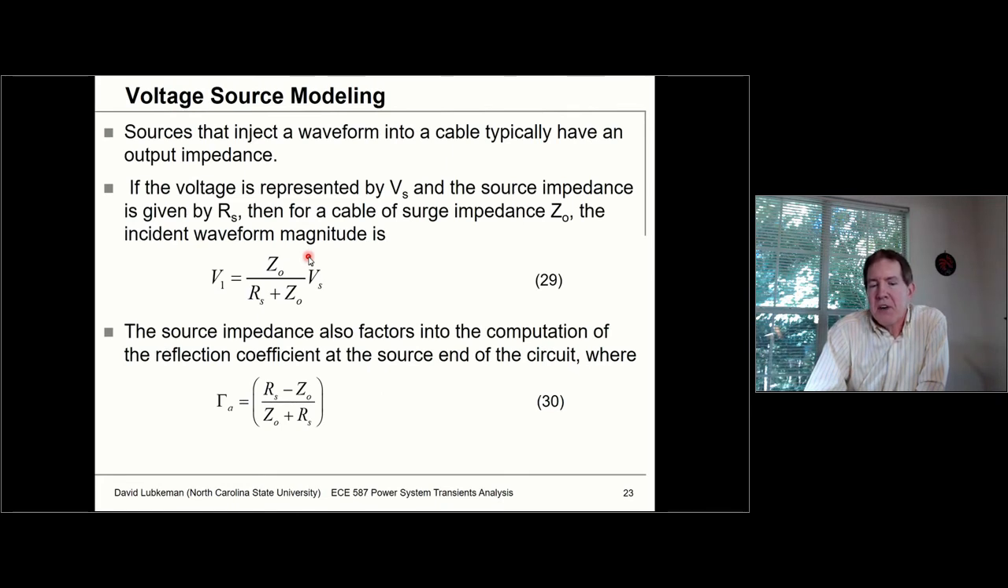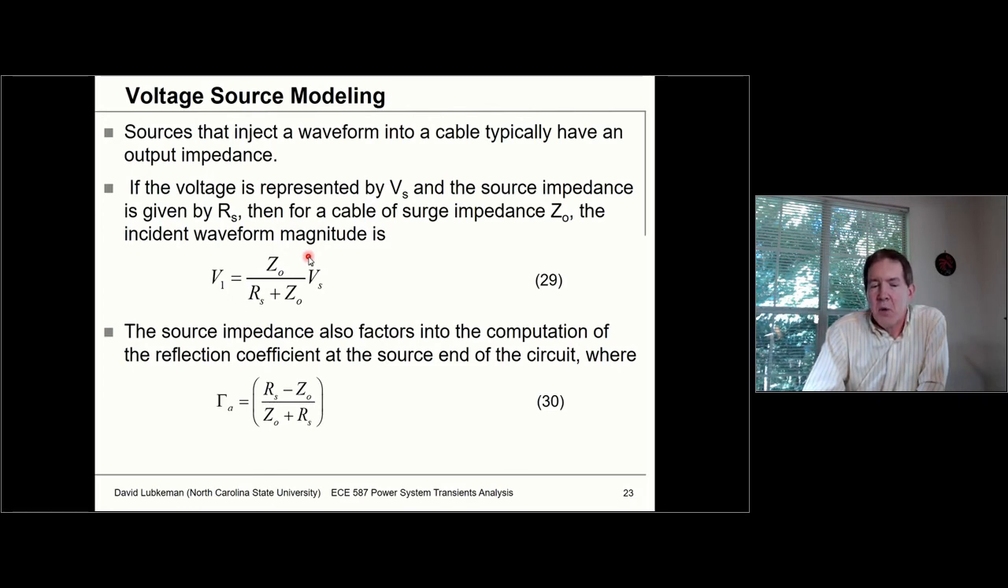Well, the way we model that, we just use a Thevenin equivalent. Let's suppose the source had a Thevenin equivalent impedance given by Rs. Then what we have as far as V1 being injected into the line, if Vs is the source voltage, is basically a voltage divider. So Z0 divided by Rs plus Z0 times Vs gives us what gets injected into V1. And this is something else we have to make use of as well.